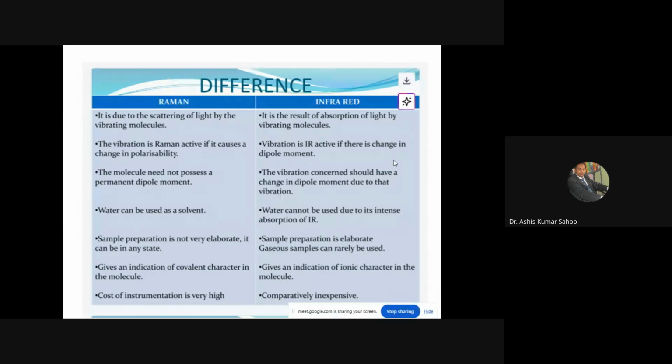So Raman is due to scattering, IR due to absorption. In Raman, we need polarizability of the molecule in vibration; in IR spectroscopy, we need a permanent dipole moment. Here the molecule need not possess a permanent dipole. Water is used as a solvent in Raman, but in IR water cannot be used.